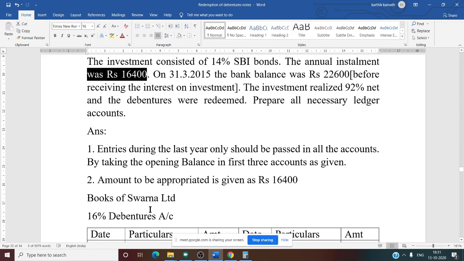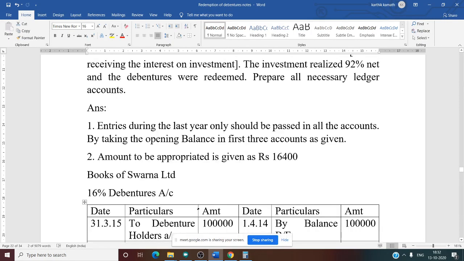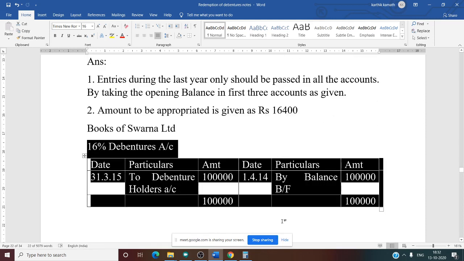So we will prepare the first account. In the books of Swarna Limited, 16% debenture account. How do we know it is the 16% debenture account? Is there any information? Yes, see this. The class of debenture is mentioned. 16% debenture. That is why we are preparing 16%. Only last year entry, a very small account.